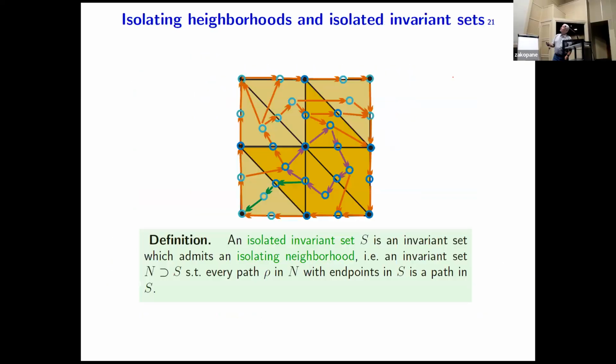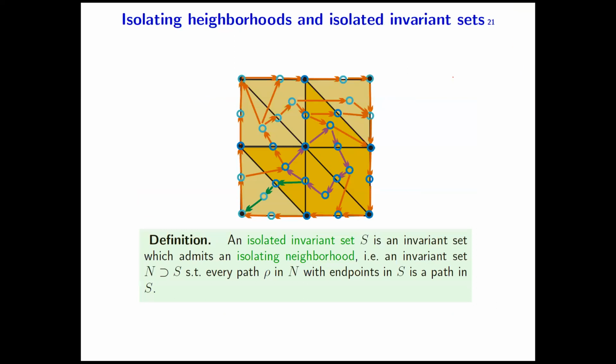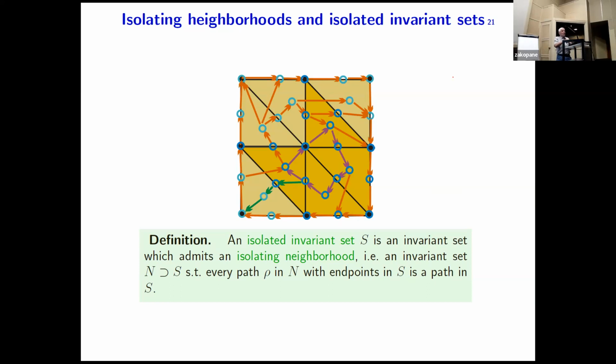here with this definition, an isolating neighborhood is a closed set N containing S such that every path which is in N, but its endpoints are in S, must lie entirely in S. When you think a little bit about it, it's close to the concept of excluding internal tangencies, because a path which starts in S, goes away to N, and then comes back to S would behave in some sense like an internal tangency. So there is here this analog of the isolating neighborhood.